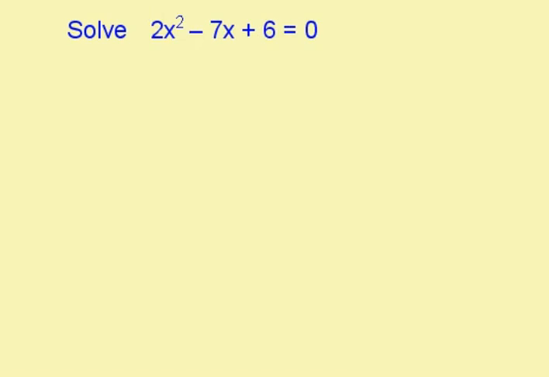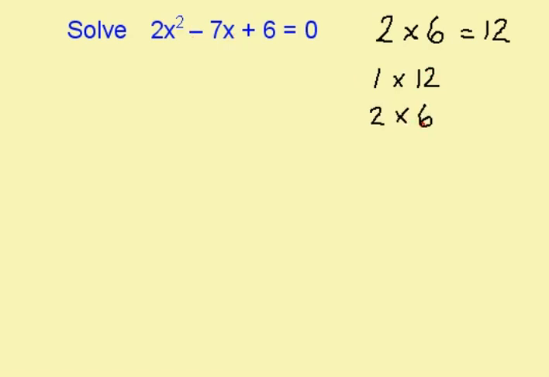Start this question in the same way. Take the coefficient of x squared, which is 2, and multiply by the constant, which is 6. This gives us 12. I'm now looking for 2 numbers that multiply together to give me 12 and add to give me minus 7. If they're going to multiply to give me 12, they could either both be positive or both be negative. If we have 1 times 12, we're not going to be able to get minus 7.